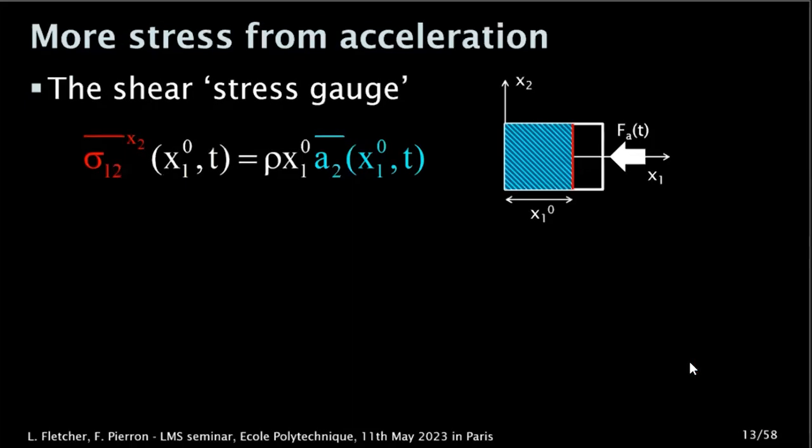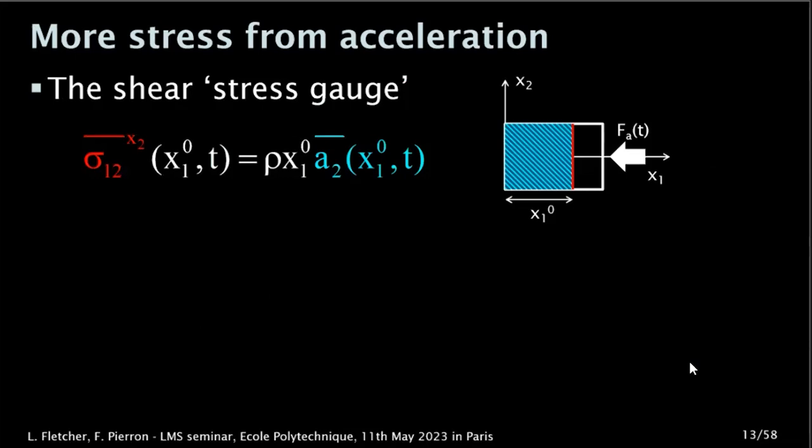Interestingly, from these equilibrium equations, you can derive two others, because here I've just described the equilibrium projected on the horizontal axis, but you can also project it on the vertical axis. And in that case, you get an average of the shear stress, sigma 1, 2, on that red section, as a function of the average of the vertical component of the acceleration. So that gives you the average shear stress in that section.